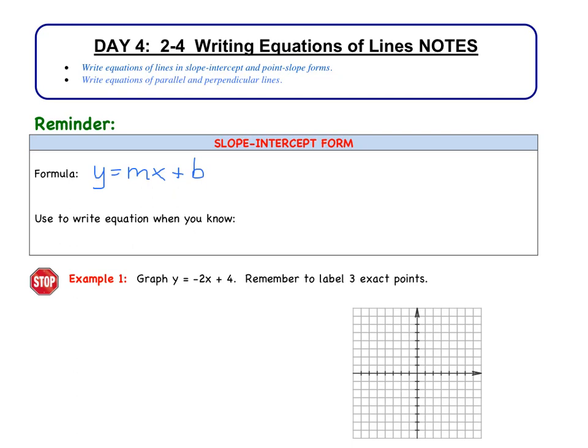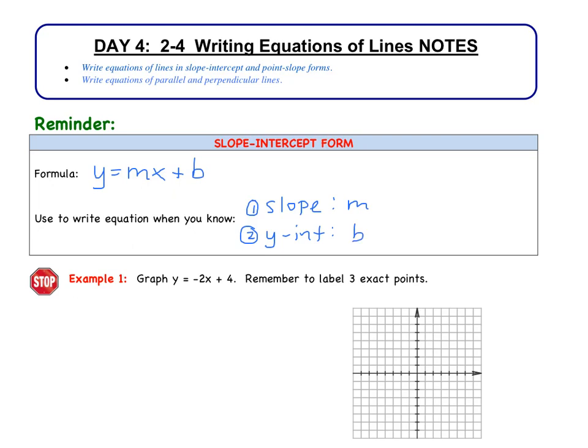When we're writing equations of lines, we use this equation when we know two things. First thing, when we know our slope, and remember, that's the m in the formula. And two, when we know our y-intercept, and that's the b in our formula.